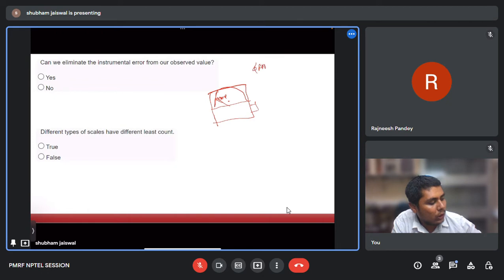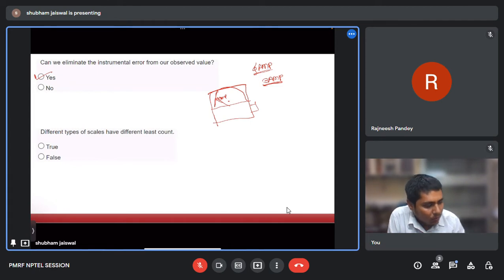And when we actually turn it on and measure, suppose it shows 4 ampere. That 1 ampere was previously there, and if we subtract it, the actual reading will be 3 ampere. From this example, we can say that we can eliminate the instrumental error from our observed value if we know the error percentage or error value of the instrument. So the answer for this question will be yes.